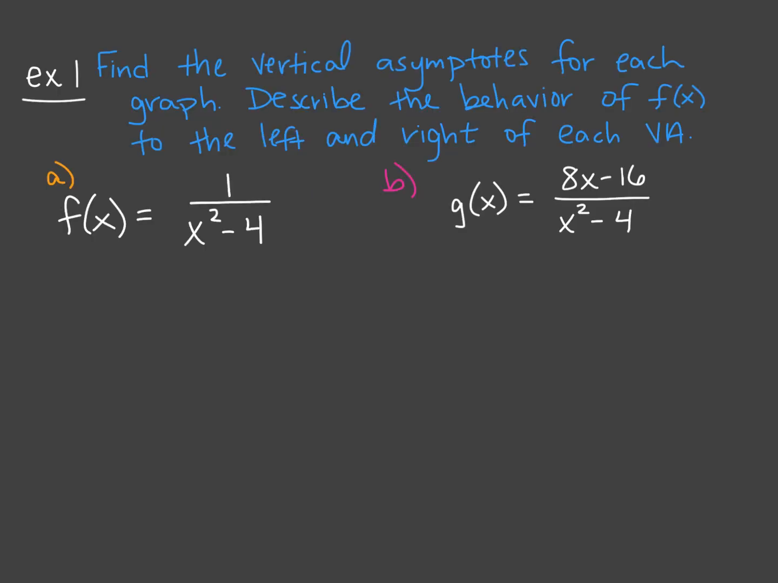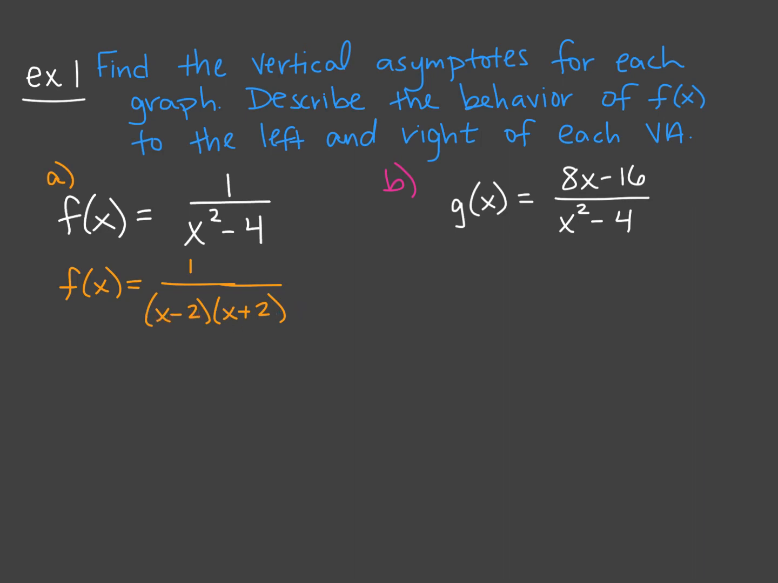In this example, we want to find the vertical asymptotes for each graph, and then describe the behavior to the left and the right of each vertical asymptote. I actually have two parts here. It does f of x here, but I have f of x and g of x for each. Let's take a look at the first function. Go ahead and factor that first. Once we factor the difference of squares, we can see that we're going to have discontinuities wherever the denominator is 0, which would be at negative 2 and 2.